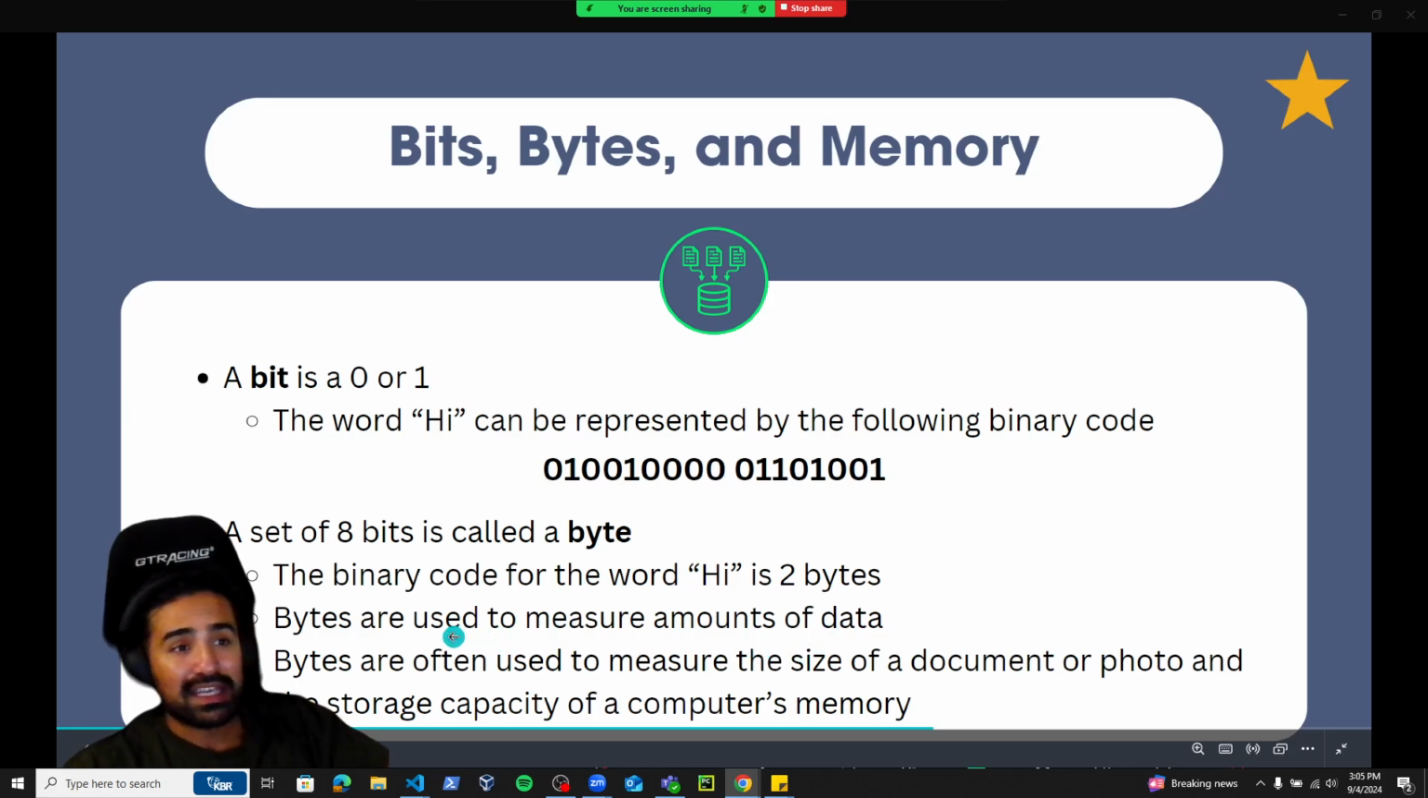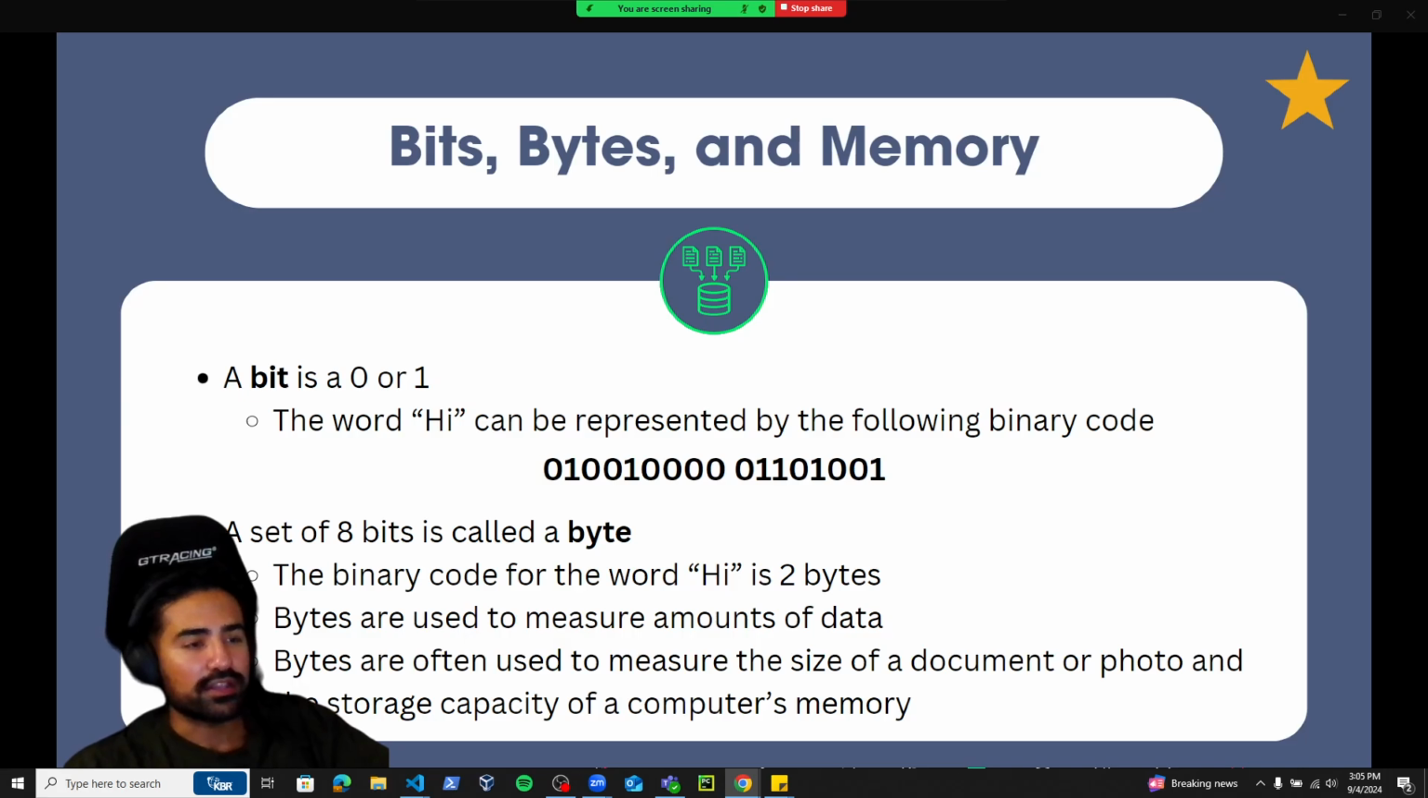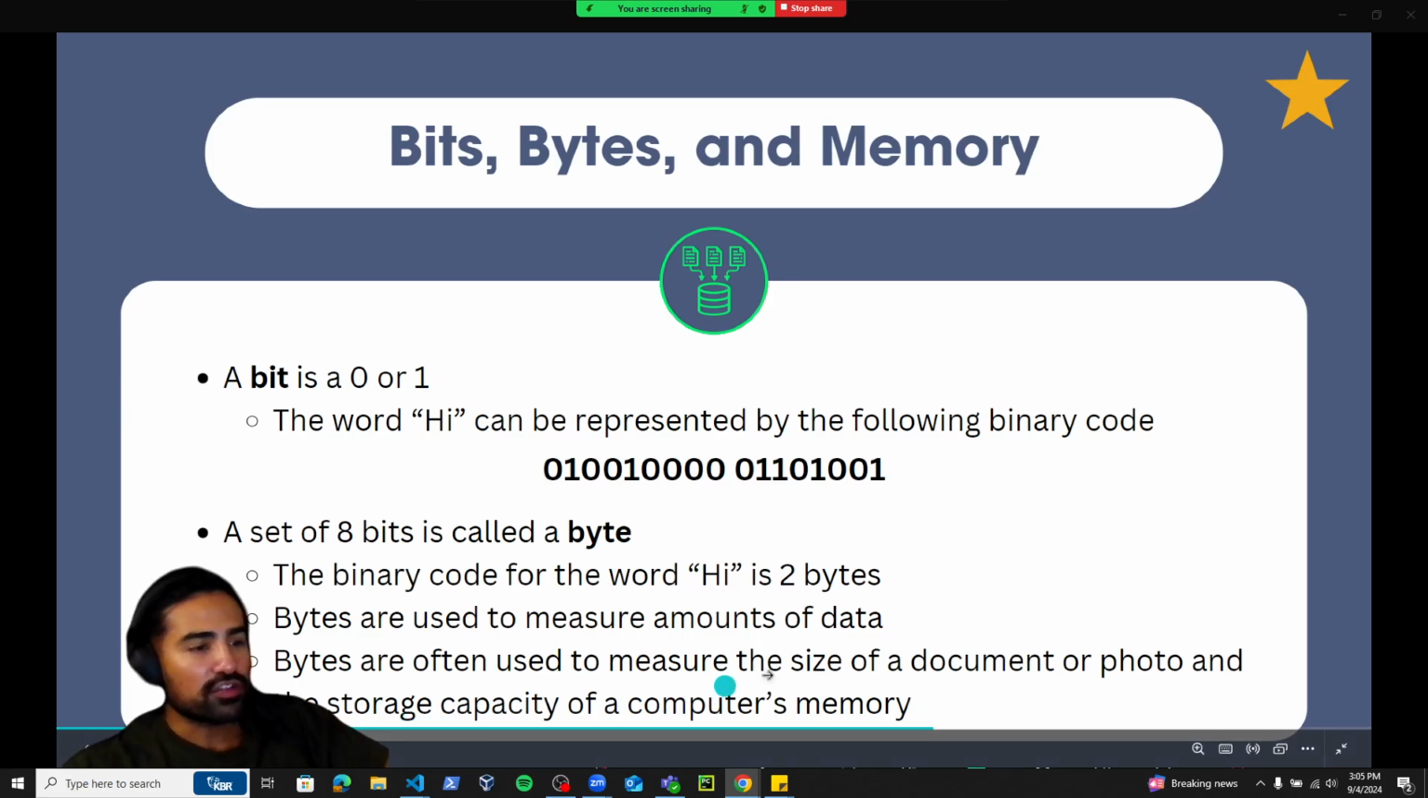You've probably heard kilobytes, megabytes, gigabytes. So if you have a smartphone, you might shop around and you want to have more gigabytes in the case of most smartphones today. Because the fewer gigabytes, the less data your phone can hold in its storage components. So bytes are often used to measure the size of a document or photo, so your files, your photos, and they help us measure the storage capacity of a computer's memory.